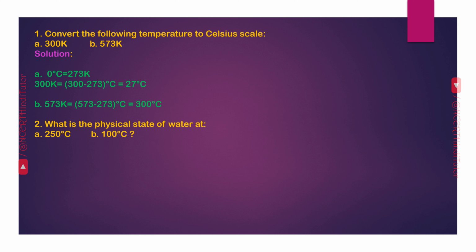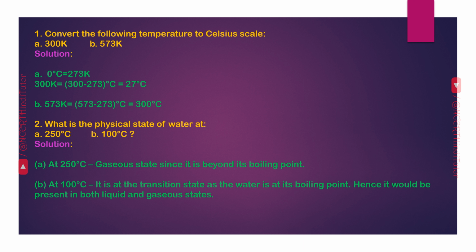Question 2. What is the physical state of water at 250 degrees Celsius? Answer. At 250 degrees Celsius, gaseous state since it is beyond its boiling point. B. 100 degrees Celsius. It is at the transition state as the water is at its boiling point. Hence, it would be present in both liquid and gaseous states.